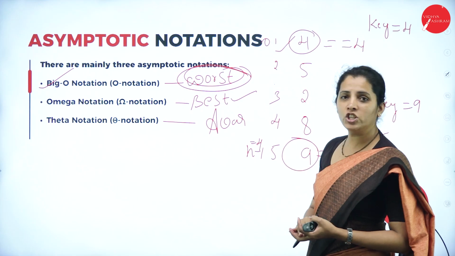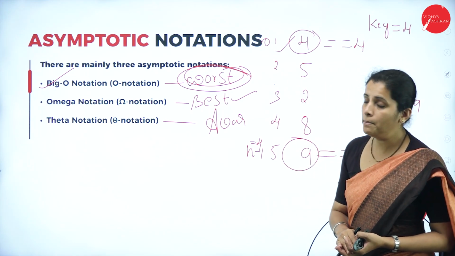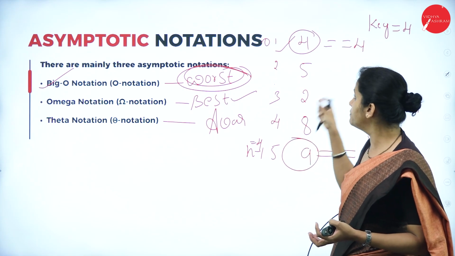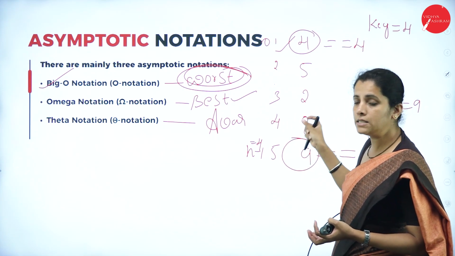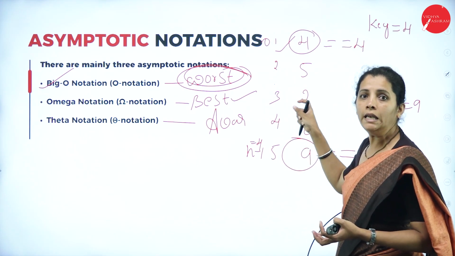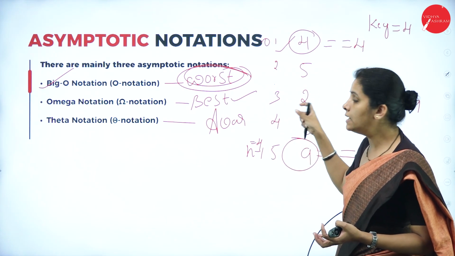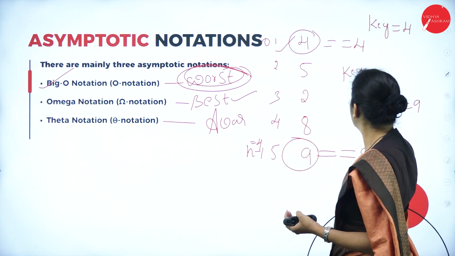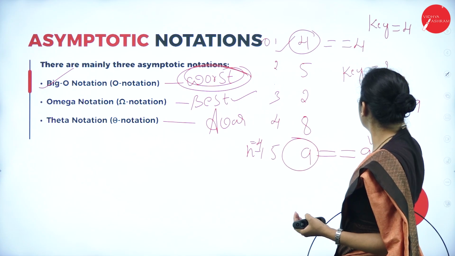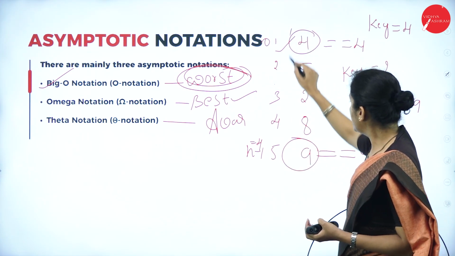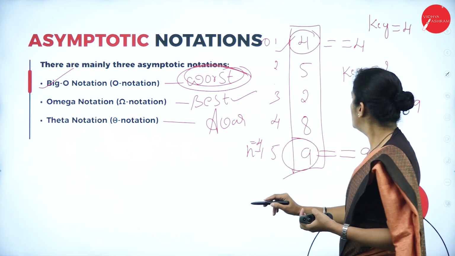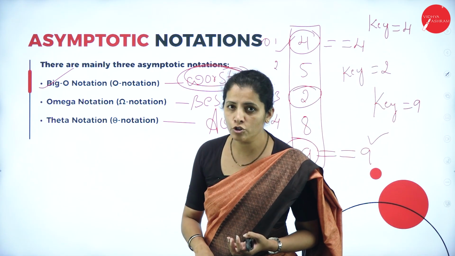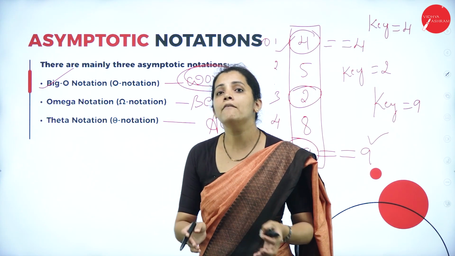Then what about the average case? If the key element is present within this list or array, then it is called average. I'll take key equal to 2. What's my key now? Key is 2. The key is present at the third position, so that is the average case.